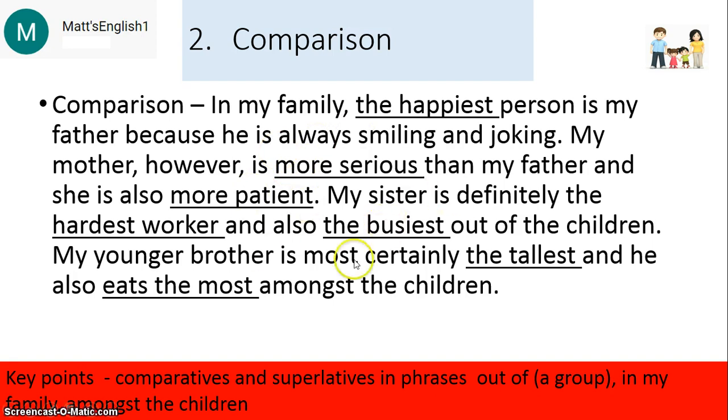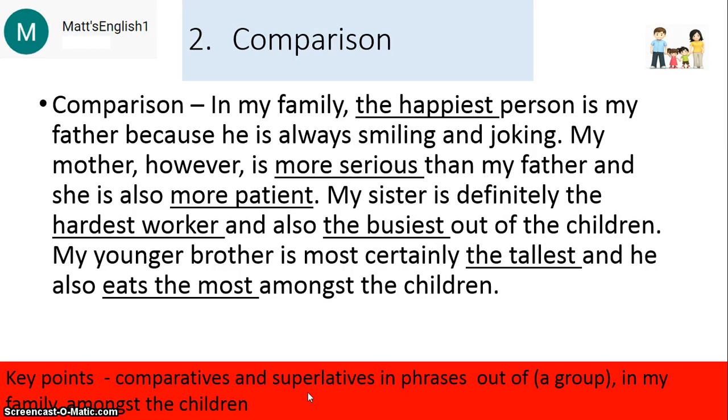We also use the superlatives. The busiest, the happiest, the tallest. So when we think about superlatives, I want you to think about Superman. He's the strongest, the fastest, the most amazing. He is Superman. So this means number 1, the best, the biggest.